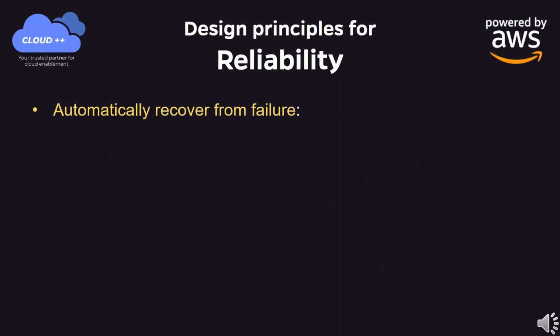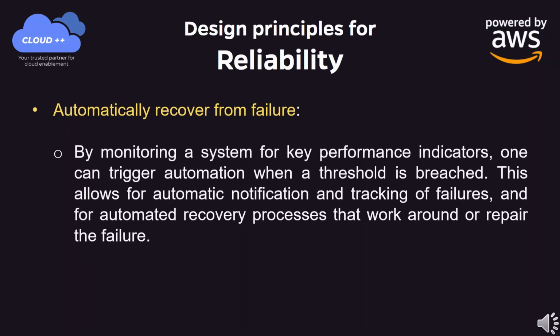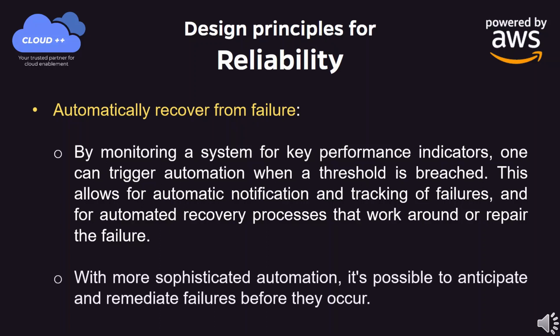Automatically recover from failure. By monitoring a system for key performance indicators, one can trigger automation when a threshold is breached. This allows for automatic notification and tracking of failures, and for automated recovery processes that work around or repair the failure. With more sophisticated automation, it's possible to anticipate and remediate failures before they occur.